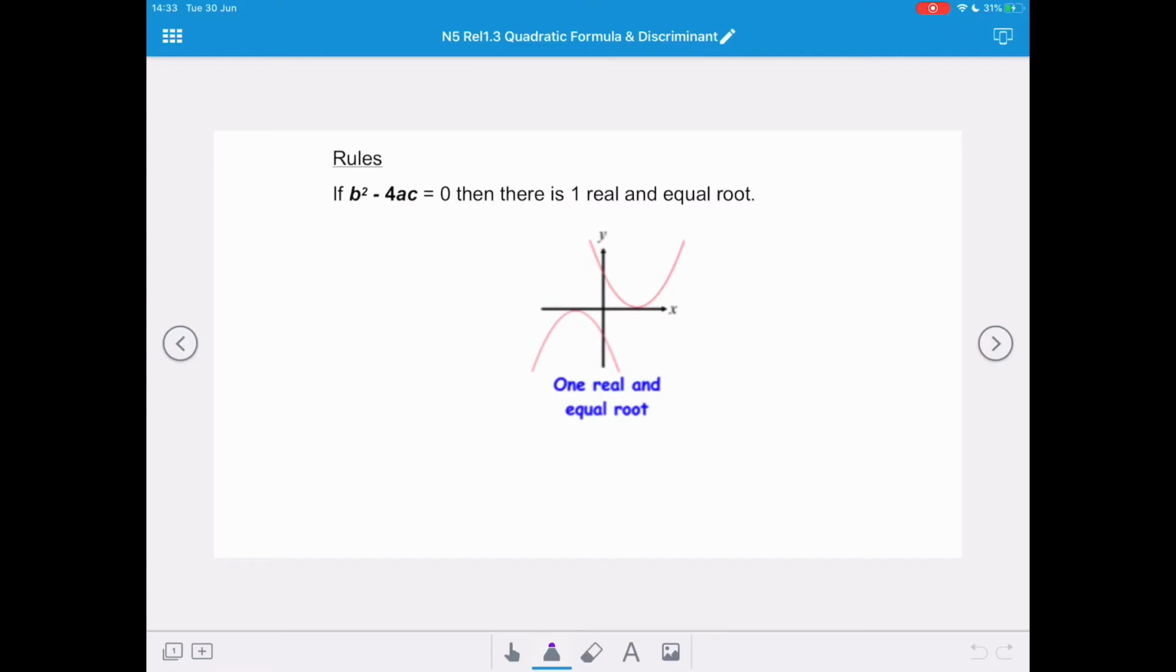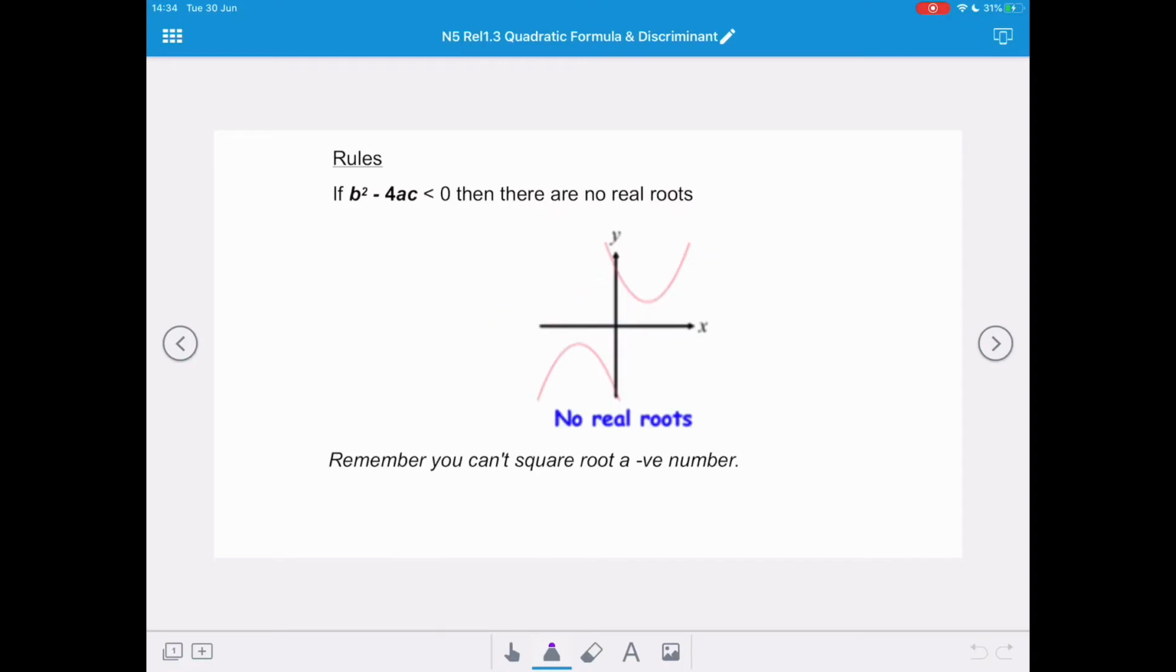If b squared minus 4ac equals 0, then there is one real and equal root. So you can see for our positive x squared, it's a tangent to the x-axis, so it touches at one point. And for a negative x squared, we've got a maximum turning point that is a tangent to the x-axis, so it touches at one point.